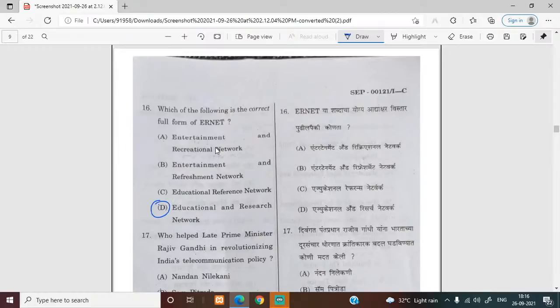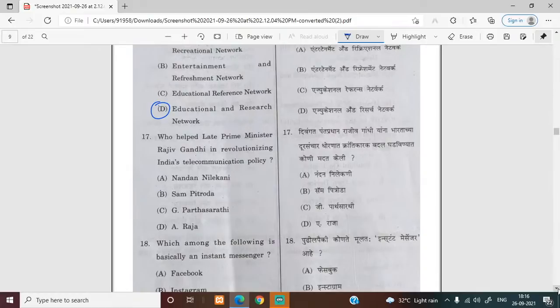Educational and Research Network. So this comes under the Ministry of Electronics and Information Technology. So it has helped our country significantly. It has contributed in the emergence of networking in the country. It was founded in 1986. Okay, and it is in Delhi. The headquarters of it is in Delhi. Okay, this is the answer. Now the next question is, who helped late Prime Minister Rajiv Gandhi in revolutionizing India's telecommunication policy?